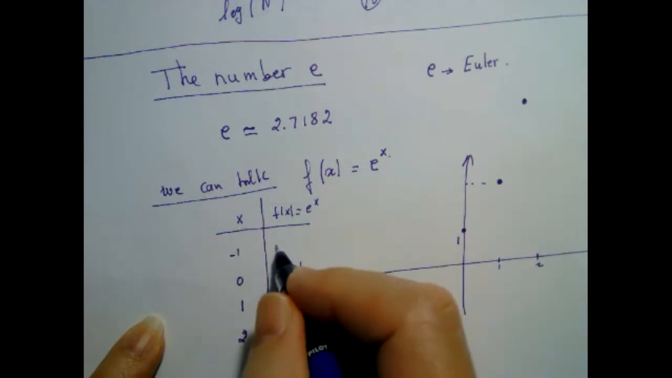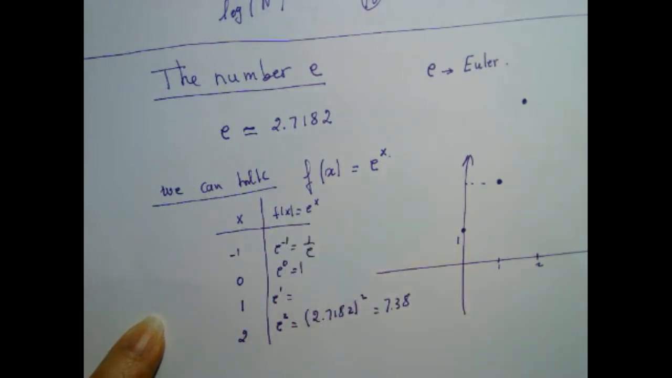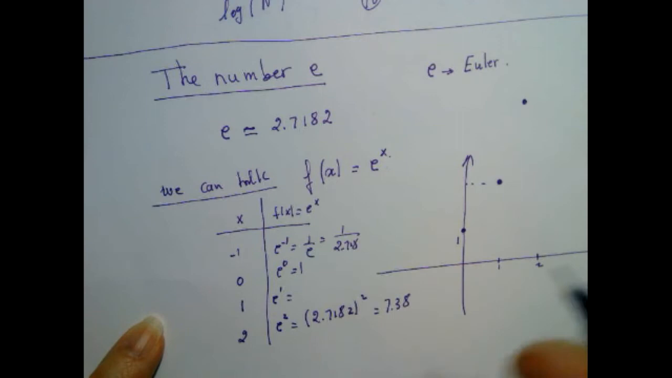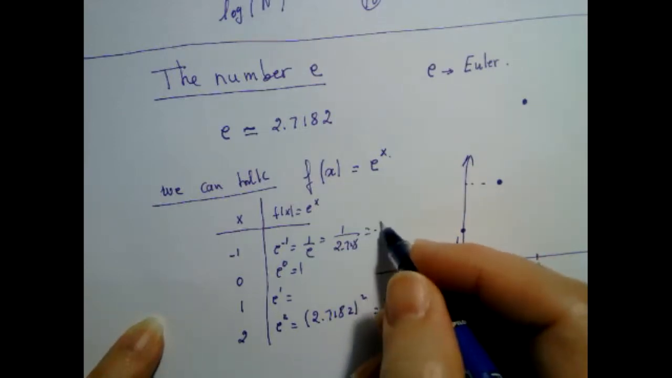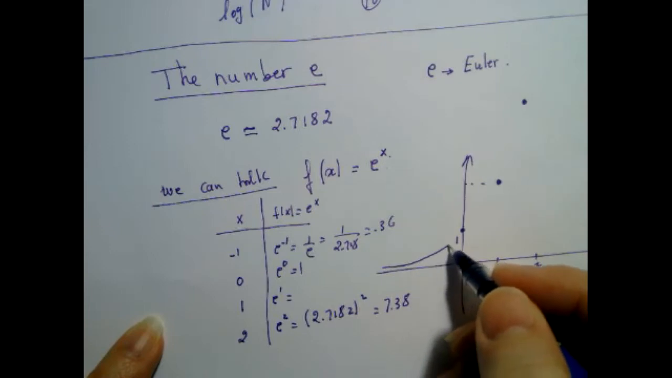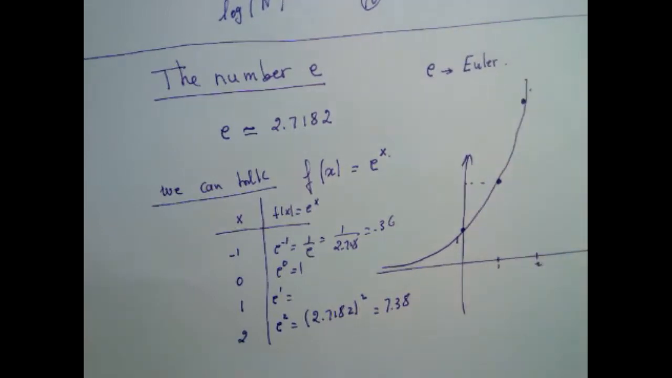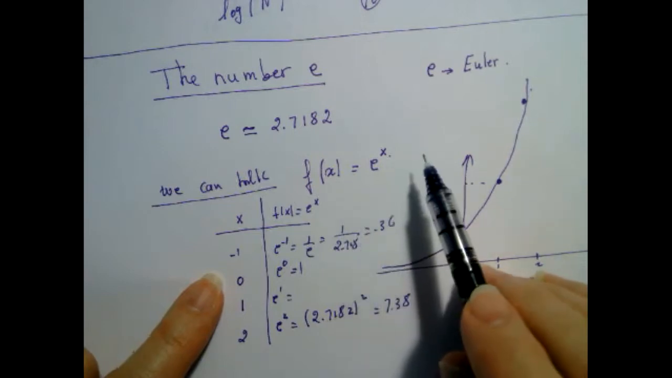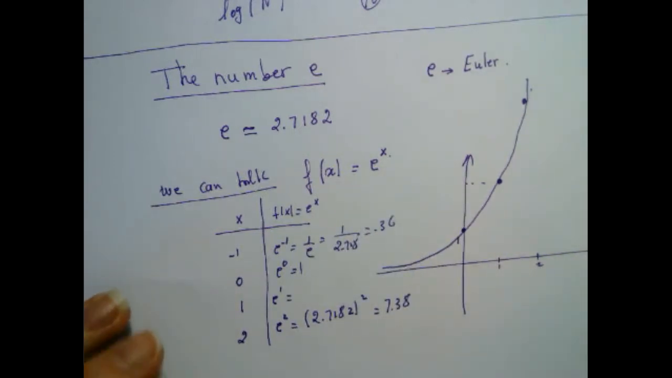At -1, I have e to the -1, which is 1 over e. It means 1 over 2.718. So I can divide this and I get almost 0.36. So the graph goes like that. So that's the exponential function. Basically, that e is a number, not a variable. And we can talk about the function f of x equal e to the x, which, for those who will do calculus, is going to be one of the basic functions you will work with. And that's its graph.